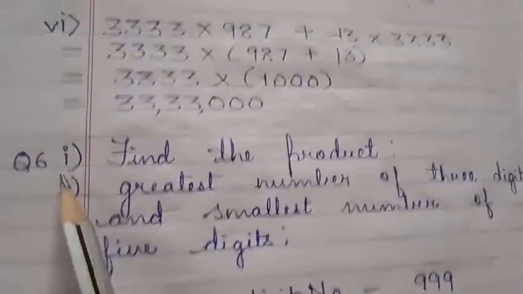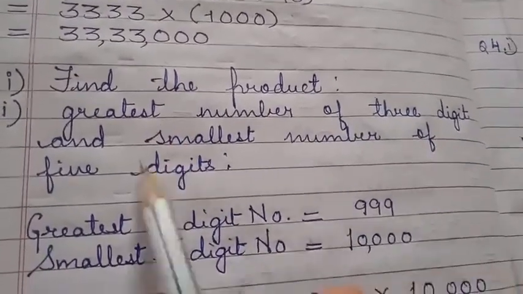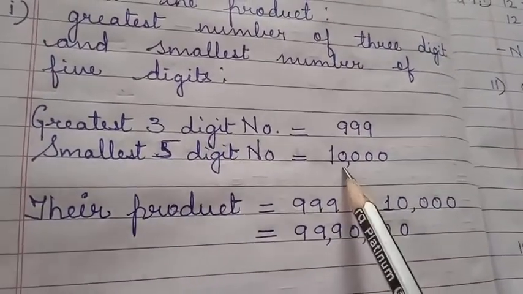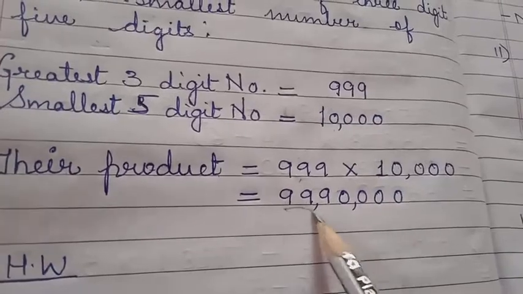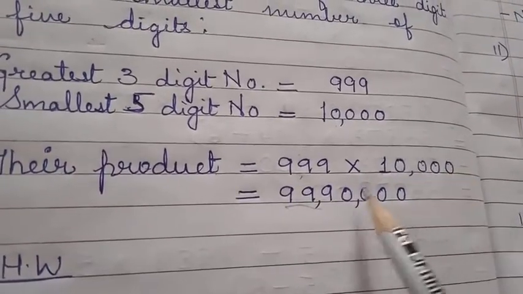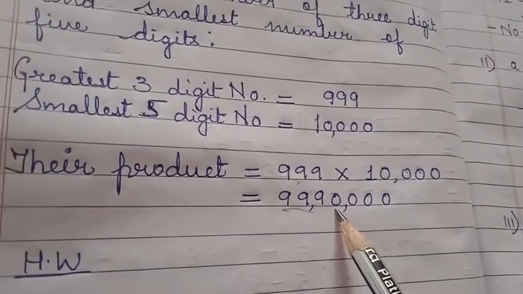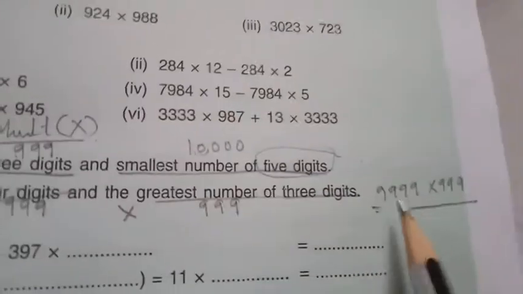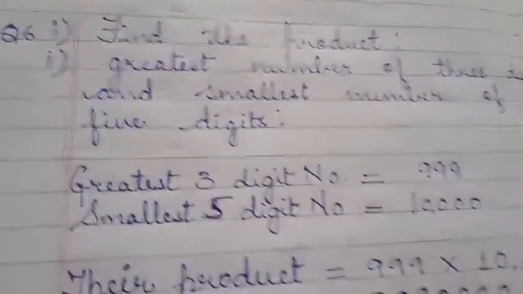So question number 6. Find the product of the greatest number of 3 digits and the smallest number of 5 digits. The greatest 3 digit number is 999, and the smallest 5 digit number is 10,000. Find their product. So I have 999 multiplied by 1 is 999, and how many zeros are left? 1, 2, 3, 4. So I got 9990000. And the second one I have given as homework. I have told you how to do it: just multiply these two. And you can see the steps from my notes.